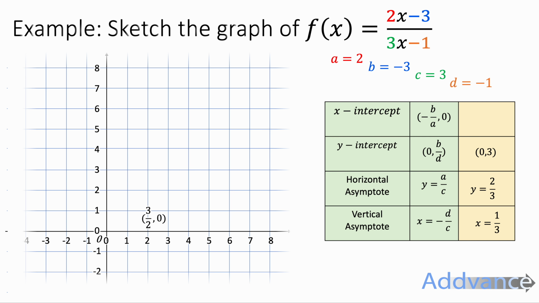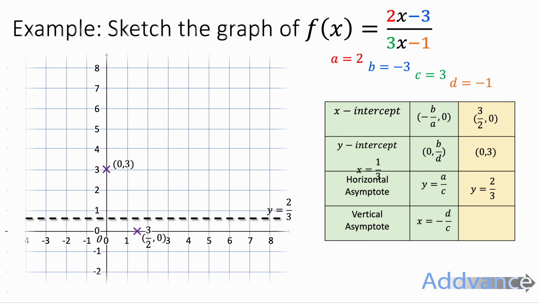Okay, so let's start plotting it. The x-intercept goes at 3 over 2, that's 1.5, 0, and we've plotted that there. The y-intercept is 0, 3, which goes here. The horizontal asymptote is the line y equals 2/3, a straight line going across like that. Now the vertical asymptote is where x is equal to 1/3, and that can go up there like that. Now we can try sketching the graph.